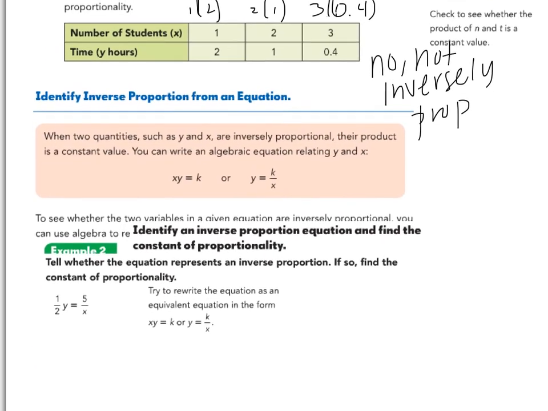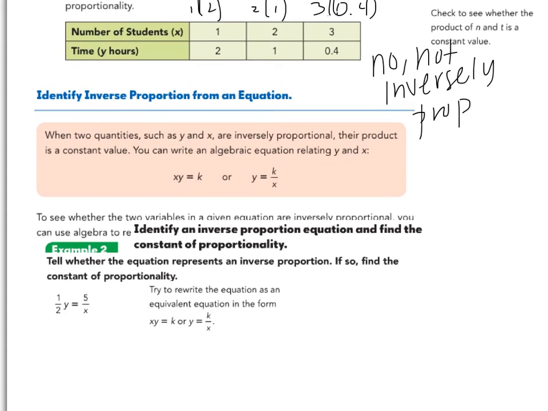Okay, so identifying inverse proportions from an equation. All right, when two quantities such as Y and X are inversely proportional, their product is a constant value. You can write the algebraic equation relating Y and X. So X times Y is your constant, or Y equals K divided by X. So to see whether two variables in a given equation are inversely proportional, you can use algebra to rewrite the equation in one or both of these forms.